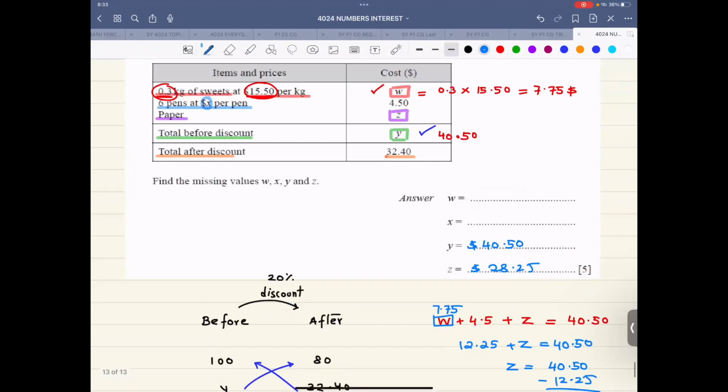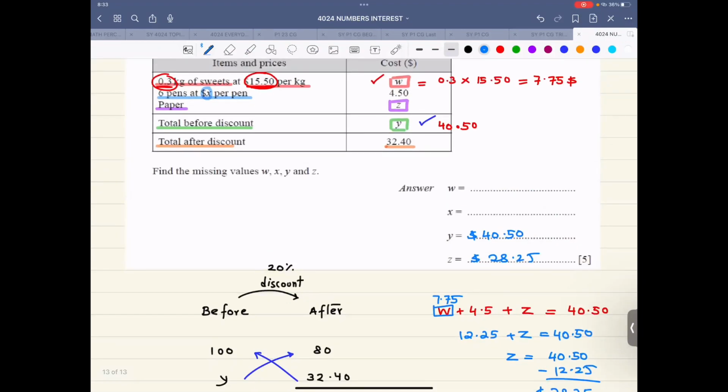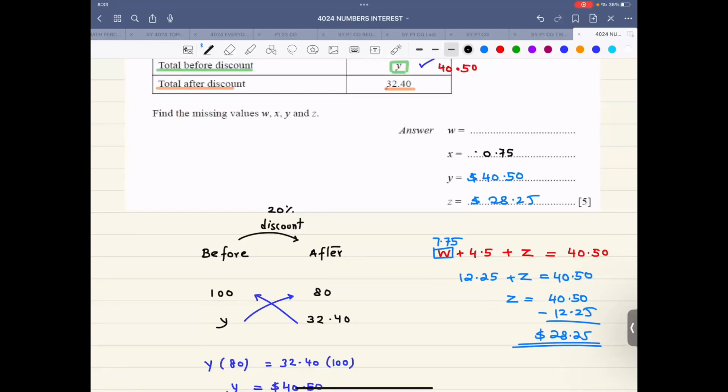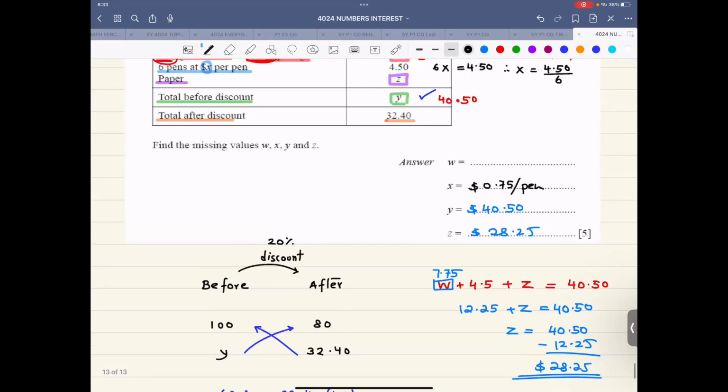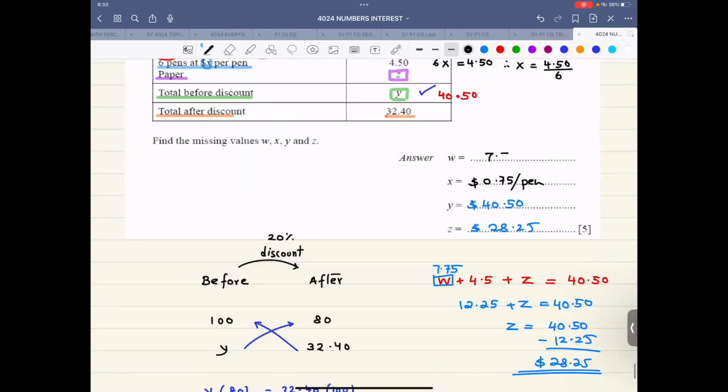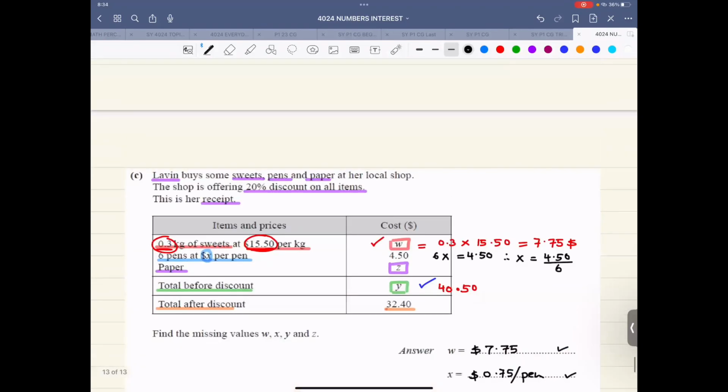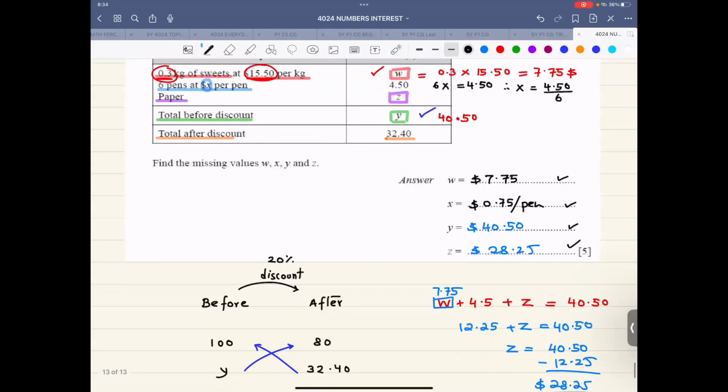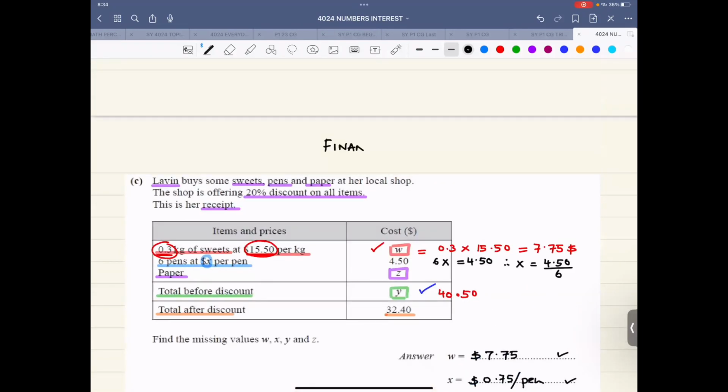What is X? 6 pens at X dollars per pen is 4.50. So 6X is 4.50. Therefore, X is 4.50 divided by 6, which comes out to be $0.75 per pen. That is the value of X. And W is $7.75. So we found everything. This is about simple interest, compound interest, and everyday finance. These are the kind of questions that we have.